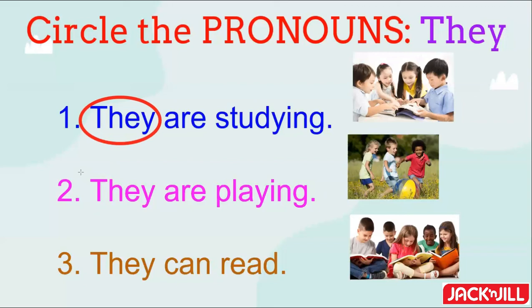Look at the next picture. What are the boys doing? They are playing. Shall we read the sentence? They are playing. What is the pronoun here? They is the pronoun. Shall we circle it? Very good. Now, look at the last sentence. They can read. What is the pronoun you find here? Yes, they is the pronoun. Shall we circle it? Very good, kids. Wonderful.